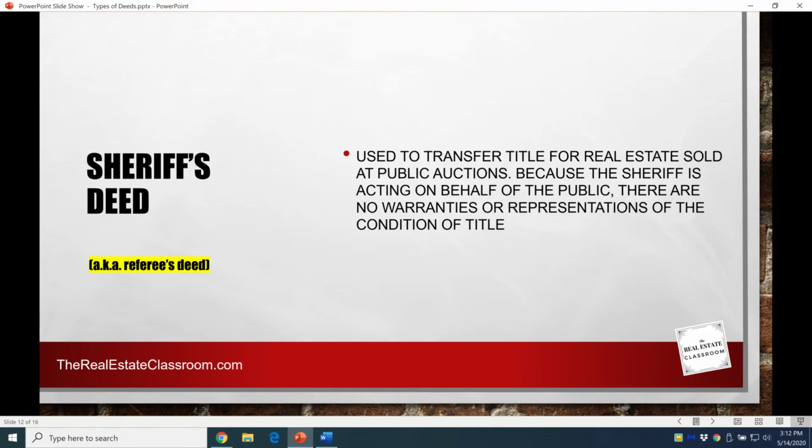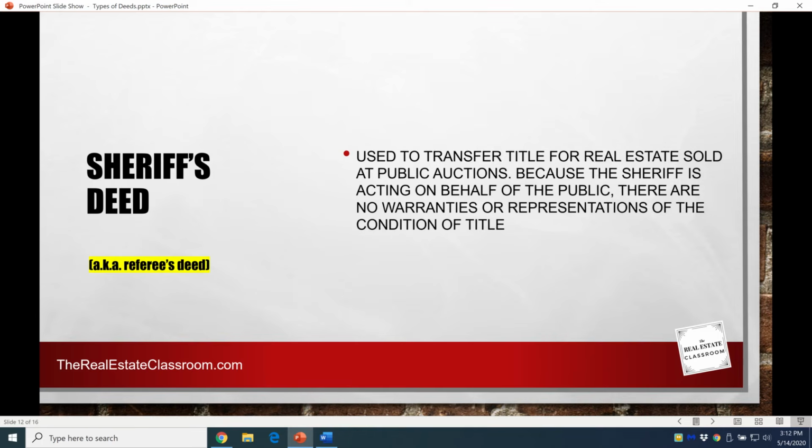Sheriff's deed, also known as a referee's deed. A sheriff's deed is used to transfer title for real estate or real property that's been sold at public auction. Typically we see this in mortgage states, not deed of trust states, where the bank needs to foreclose on a property because the borrower defaulted. It goes to a sheriff's sale, and the sheriff auctions off the property on behalf of the bank. So title in that property transfers by way of a public auction.